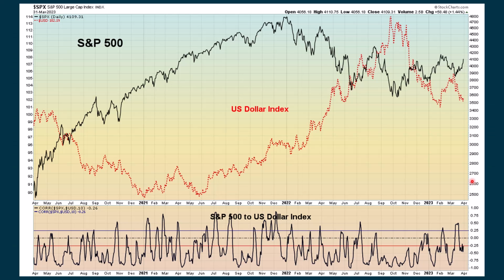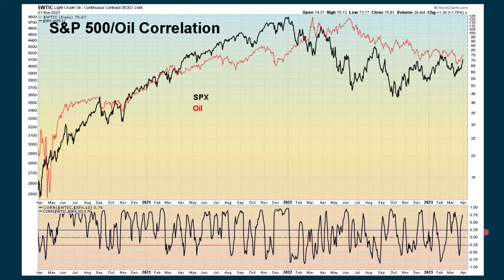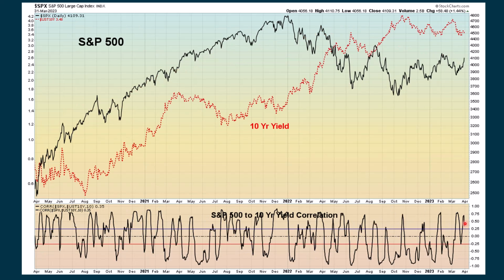Then some different correlations. This is S&P to the dollar, just about at the neutral point right now. S&P to oil, where they're having a tendency to go in the same overall direction. As stocks are going up, oil is also going up.